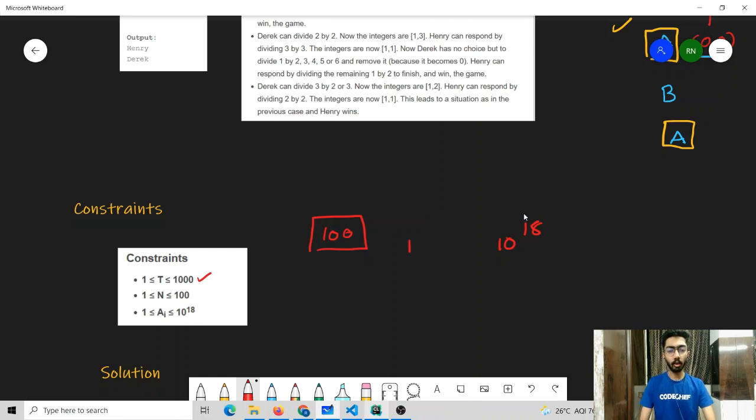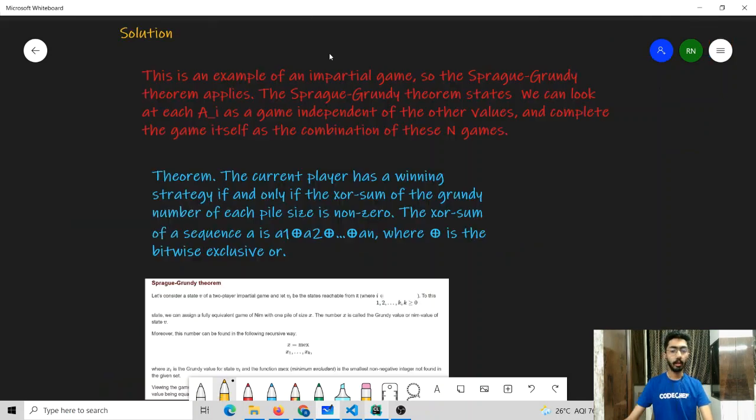Now let us have a look at the solution of this problem. But before moving to the solution, I would like to ask you to pause the video here and try to solve the problem on your own. One important thing that I would like to say is that this problem can only be solved with the concept of the Sprague-Grundy theorem and game theory. As those two were the prerequisite for this problem, we can start our solution.